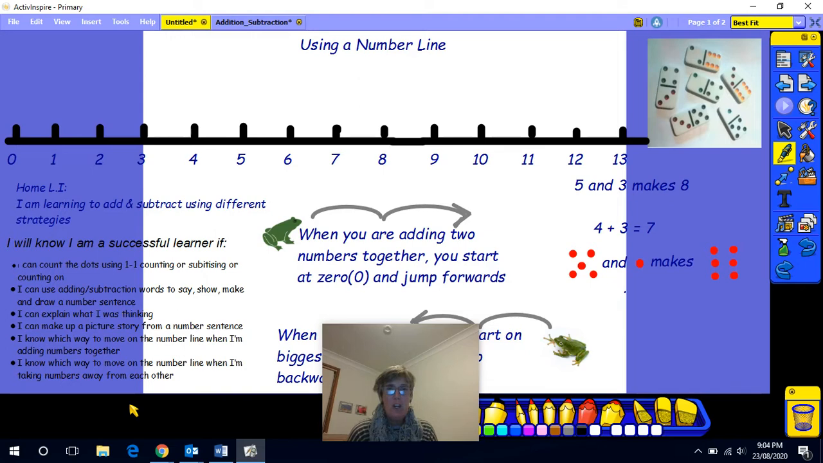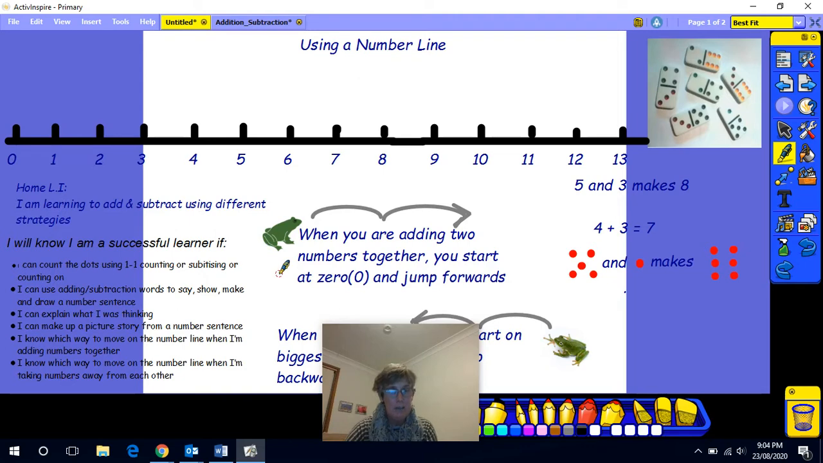Today I'm going to show you how to use a number line to help you with your addition and your subtraction number sentences. So let's have a look at our home learning intention today over here. I'm learning to add and subtract using different strategies. And we're going to pop right down to these last two dots, which are the most important. You will know you are a successful learner today if you know which way to move on the number line when you're adding your numbers together, and if you know which way to move on the number line when you're taking numbers away from one another. So they're the two main things that you want to be able to do today.